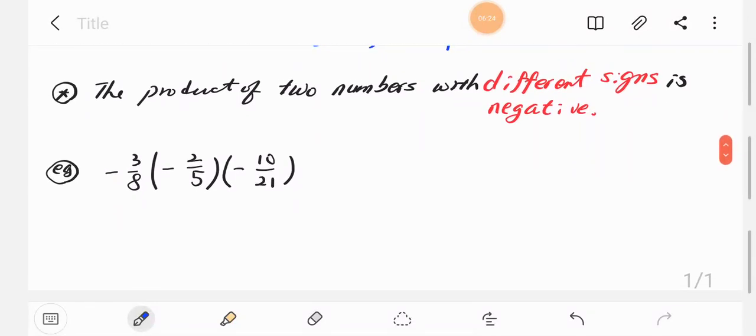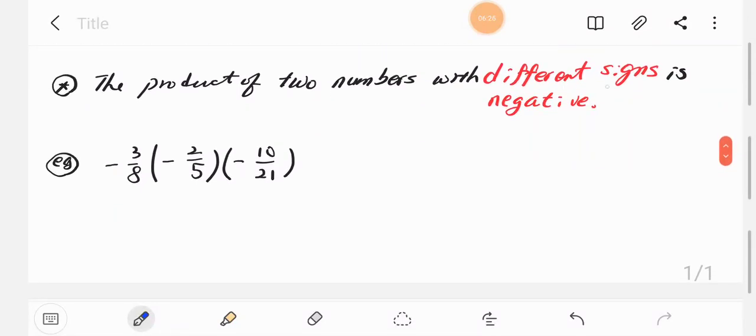Okay, how about if you are multiplying two numbers with different signs? Just like 2 times negative 3. Then the result is negative, right? Negative 6. The same thing applies to fractions.